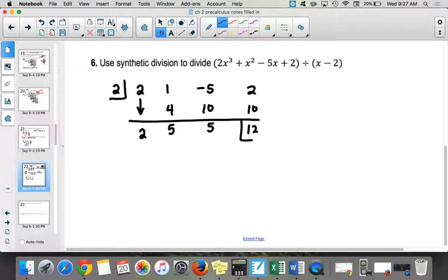2 times 2 is 4. Add straight down, we get 5. 2 times 5 is 10. Add straight down, we get 5. 2 times 5 is 10. Add straight down, we get 12.